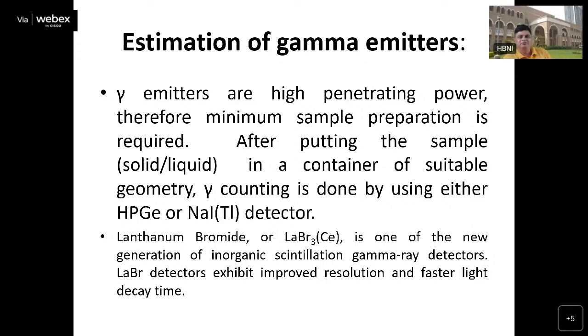Detection can be done using high purity germanium or sodium iodide thallium detectors. Nowadays, a new generation detecting material, lanthanum bromide with cerium as a scintillator, is also giving good results, and people are using it because its resolution is better than sodium iodide, and it does not need liquid nitrogen as in the case of high purity germanium. So it is very easy to use lanthanum bromide, but it has its own issues.